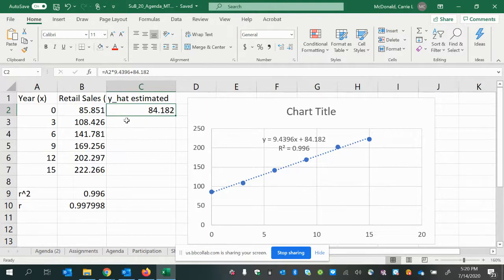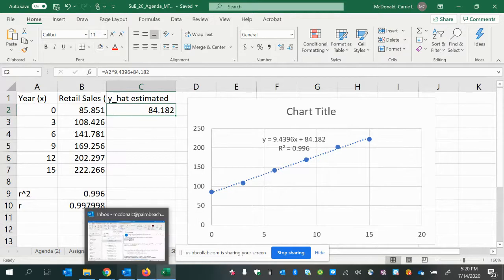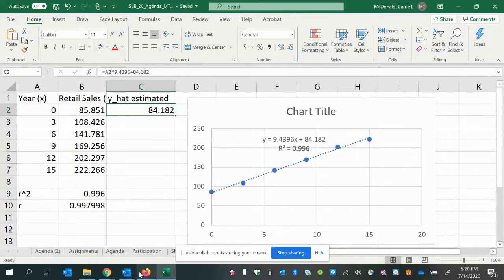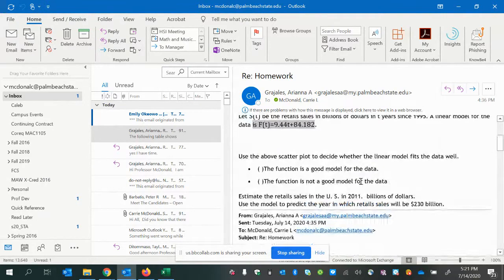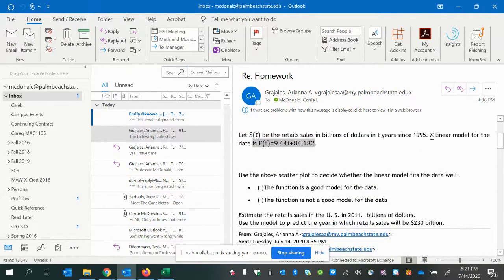So I'm going to plug in my X values to make predictions. Now, we were specifically asked in this question to estimate the retail sales in 2011. And 2011 is how many years after 1995?